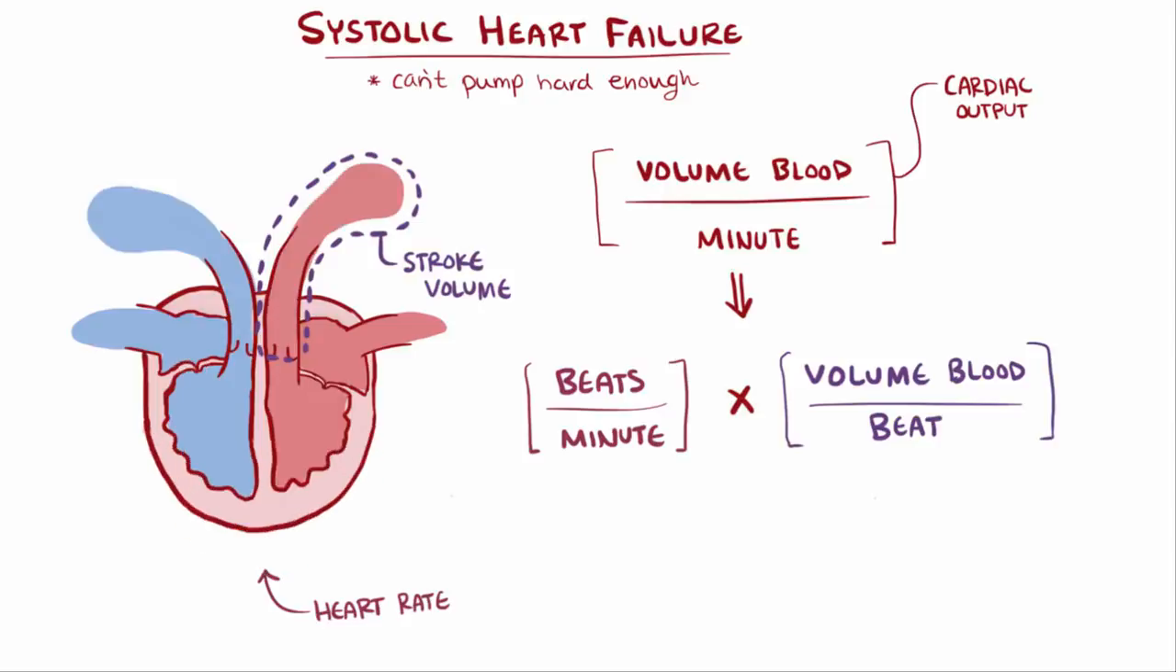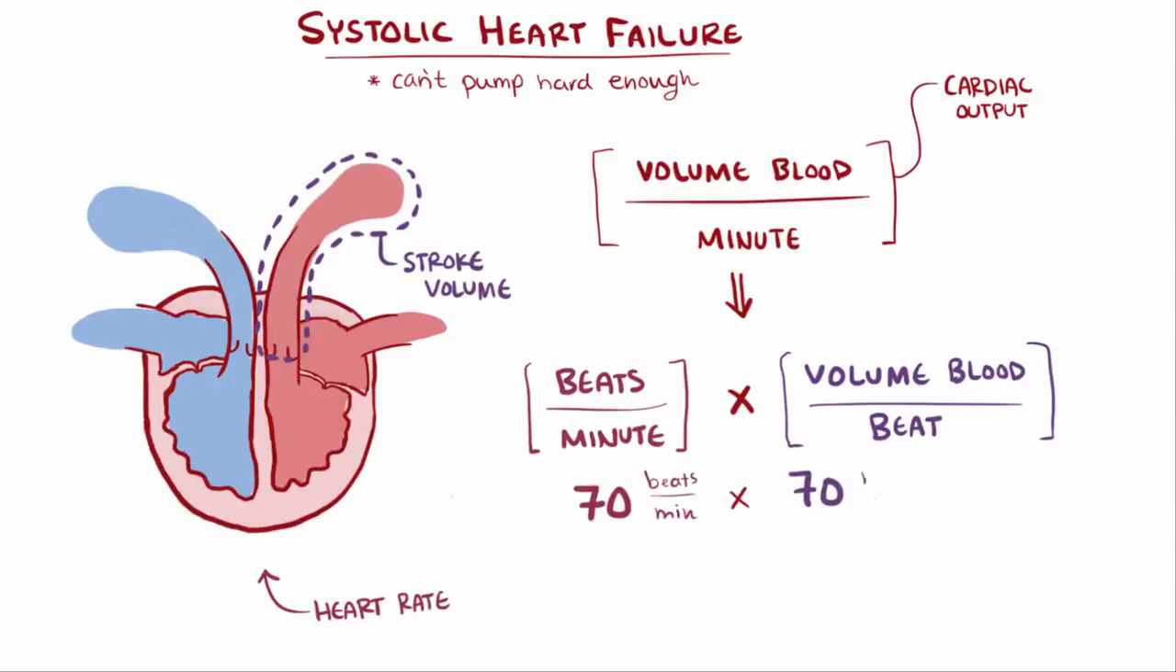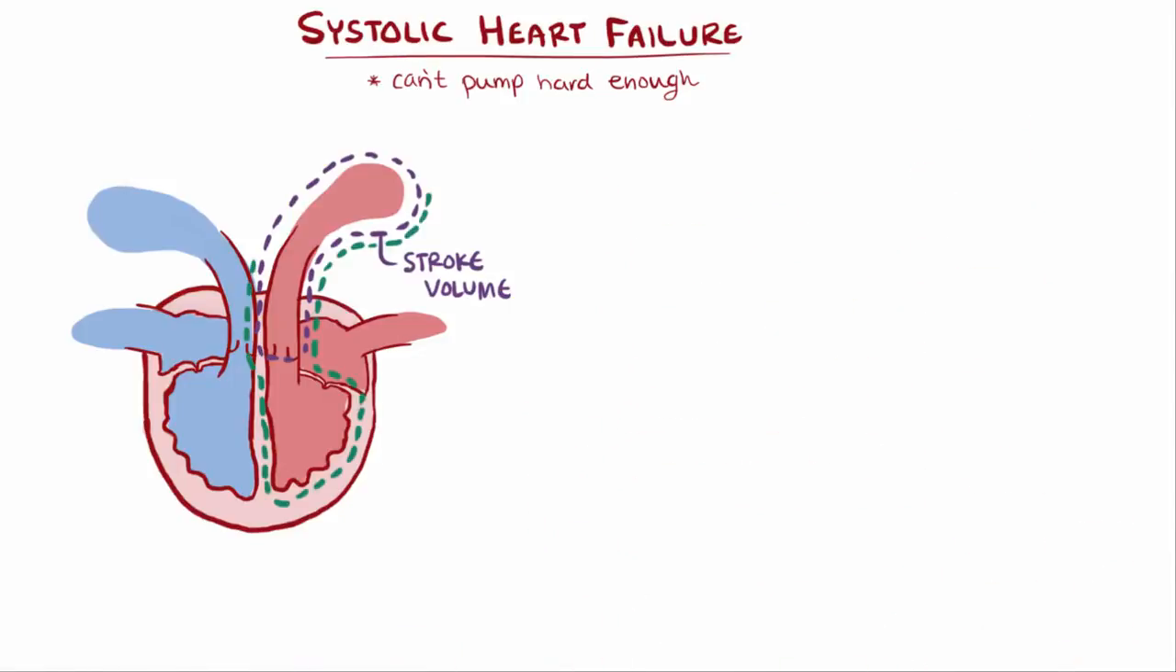For example, an adult heart might beat 70 times per minute, and the left ventricle might squeeze out 70 milliliters per beat. So 70 times 70 equals a cardiac output of 4,900 milliliters per minute, which is almost 5 liters per minute. So notice that not all of the blood was pumped out, right? And the stroke volume is only a fraction of the total volume.